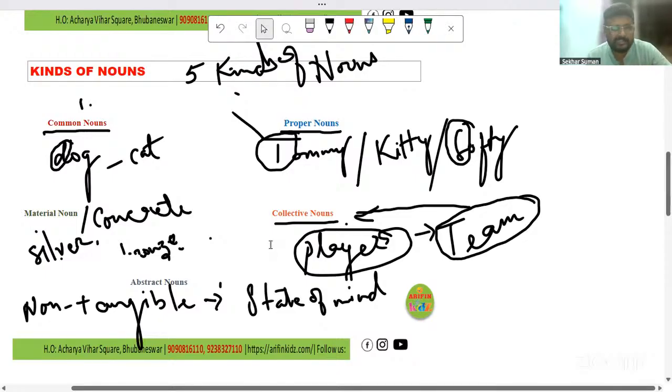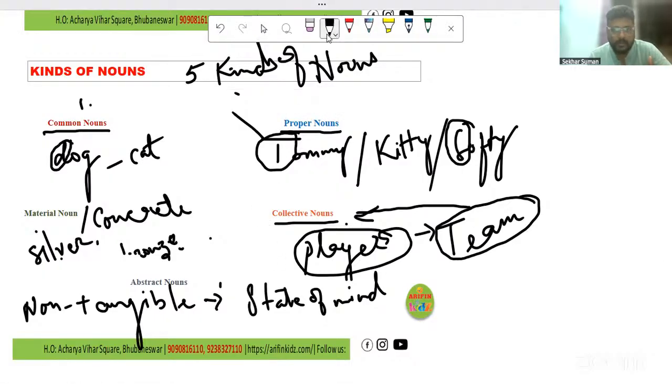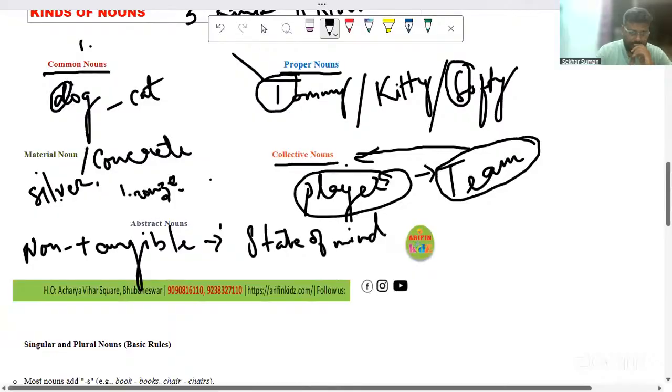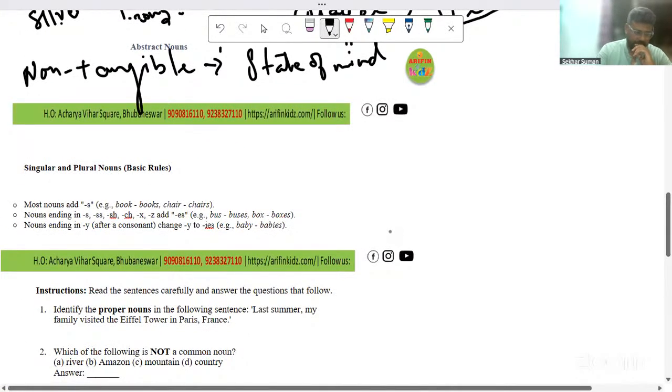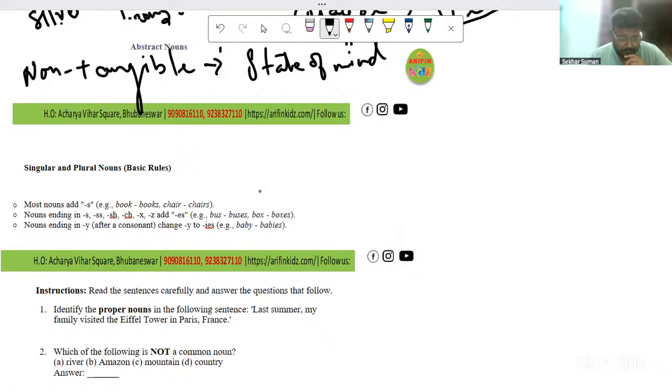use our other sensory organs like touch or see, or taste, we can't do that. It's a state of mind. Fine. So these are the five kinds of nouns that we have learned. Another important part that we need to know is the singular and plural noun. How to make a noun singular or plural.